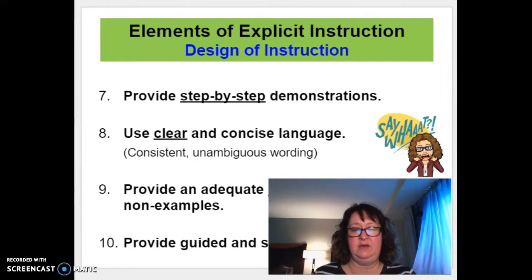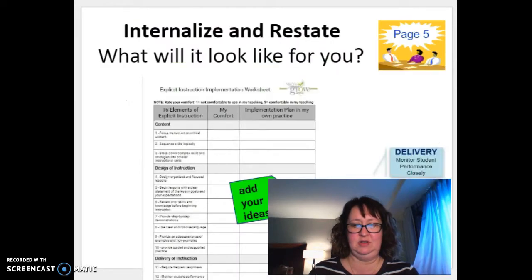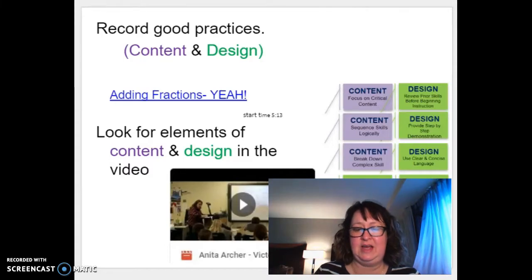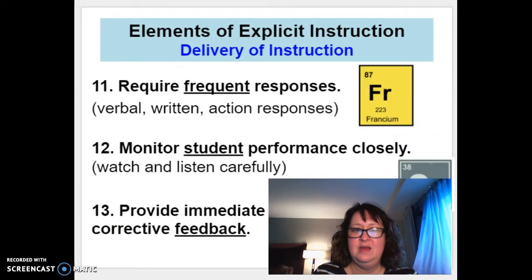Make sure you've got an adequate range of examples and non-examples, and that you provide students with plenty of practice opportunities. You also want to make sure that your content and design elements are flowing together. If you click on the hyperlink again, you can check out a great video with Anita sharing a lesson that shows how content and design can flow together seamlessly.